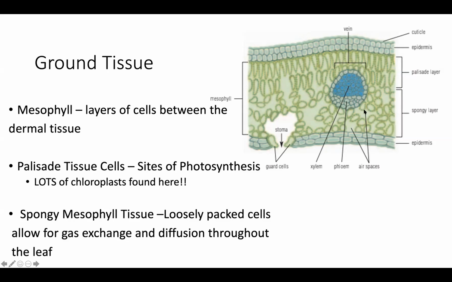Okay, this thing right here is a vein. This is part of the vascular tissue, right? We have xylem and phloem in here. Remember, xylem transports water and phloem transports food, right?